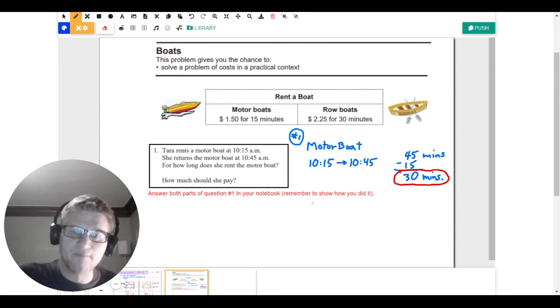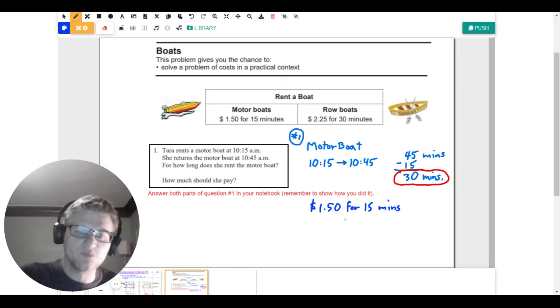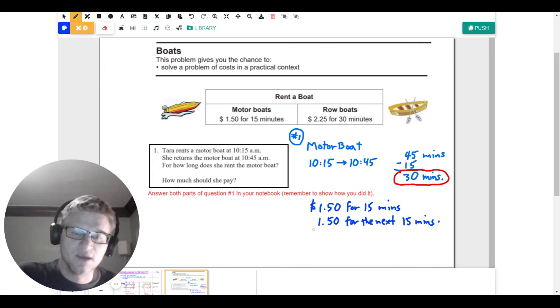So we know that motorboats cost $1.50. Oh my God, that's so cheap. I can't believe they would rent it for that much. For 15 minutes. And what we want to know is she's renting it for 30 minutes. So wouldn't that be 15 minutes plus 15 minutes? So I think what I'm saying is that if it's $1.50 for the first 15 minutes, it's also got to be $1.50 for the next 15 minutes. And I know I'm making this more complicated than it needs to be, but then we just add them up.